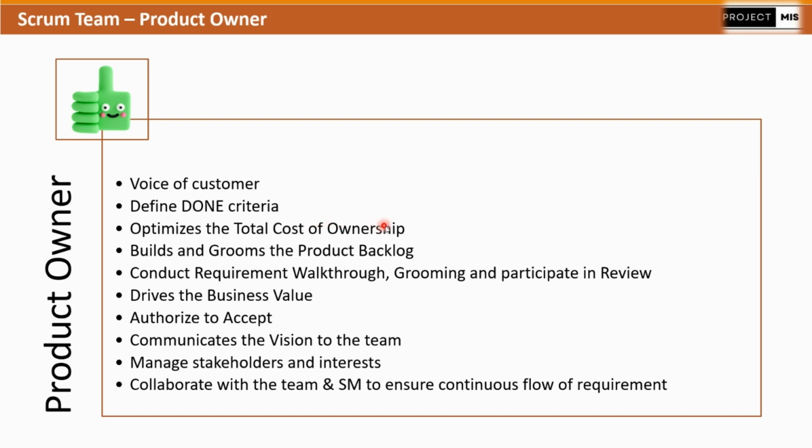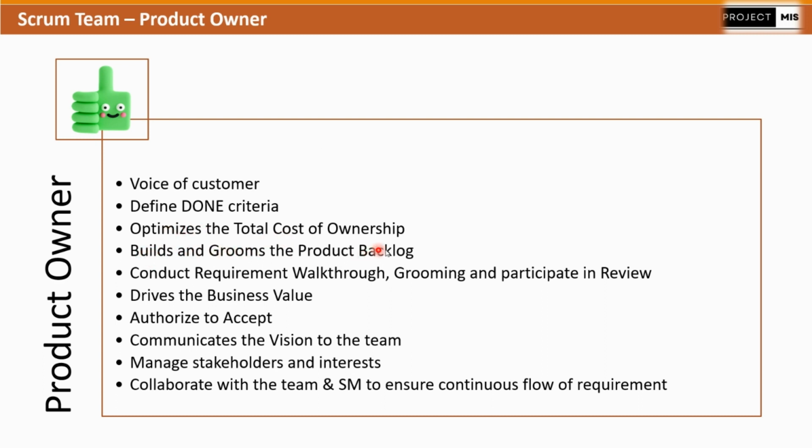Optimizes the total cost of ownership. This is about driving the cost of the project. Scrum Master, sorry, product owner has understood the requirement from business. They have listed down those requirements in the product backlog. They understand the priority. They know how many people are working for the project. They know what is the priority, what has to be developed first, what can be delivered after that, and so on. So they have the full control in their hand to drive the cost of the project.